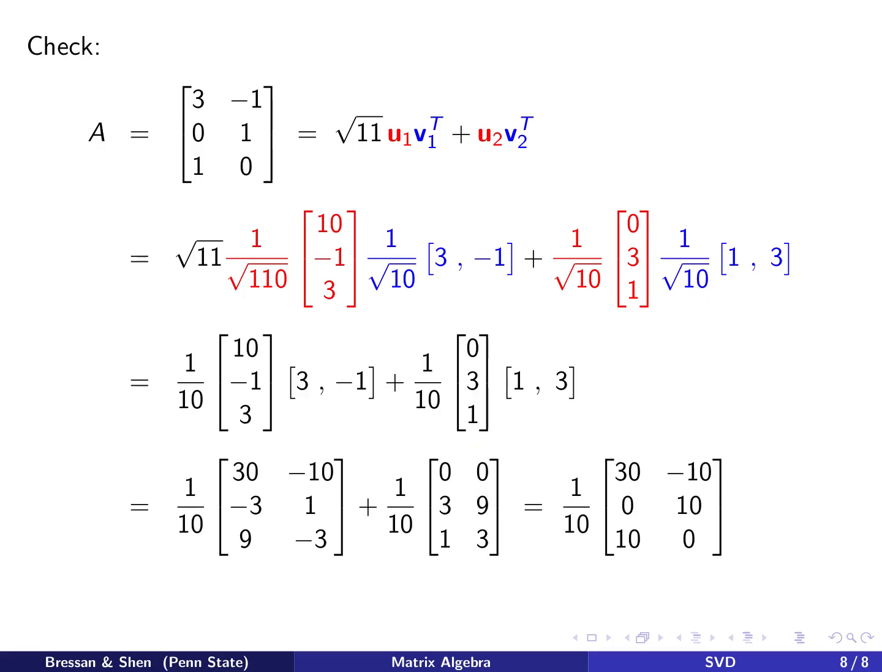Okay, so we can now carry out this product. This vector times that vector, and then you get a matrix. And also this vector times this vector, you get a matrix. And then you can add them up and you get that. And then you see that if you divide everything by 10, you get 3, -1, 0, 1, 1, 0, which is the A matrix. Okay, so for this simple example, we worked out the singular value decomposition, and we verified that it is a correct decomposition.